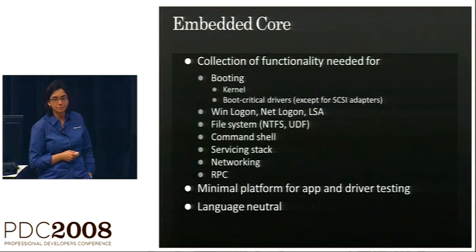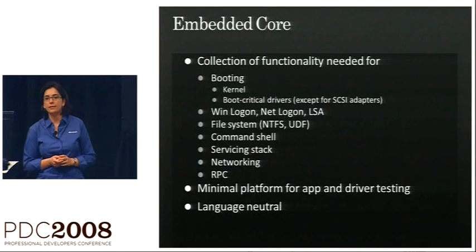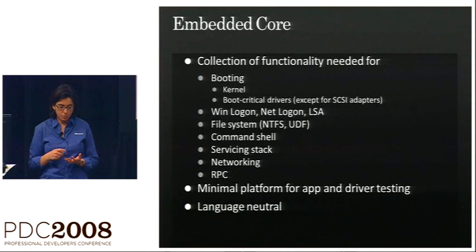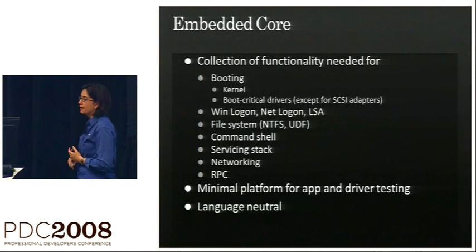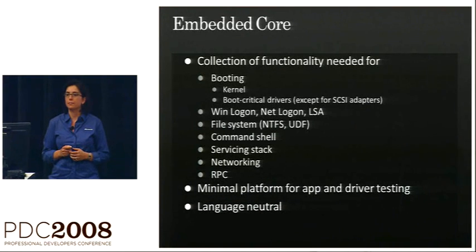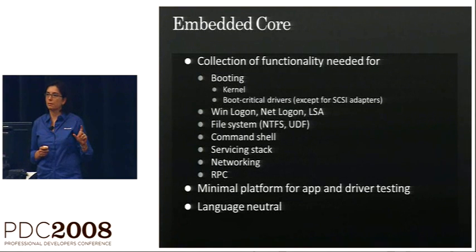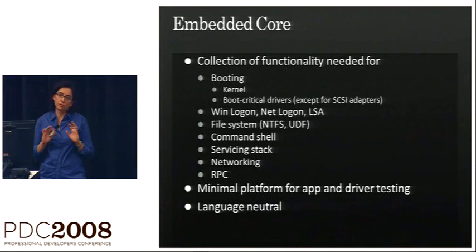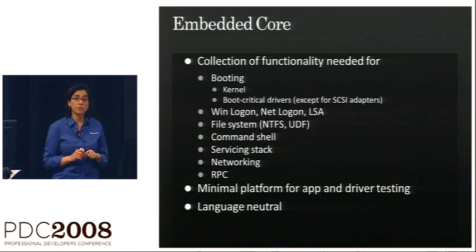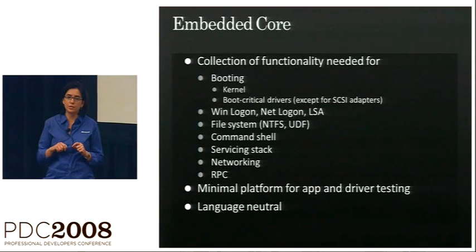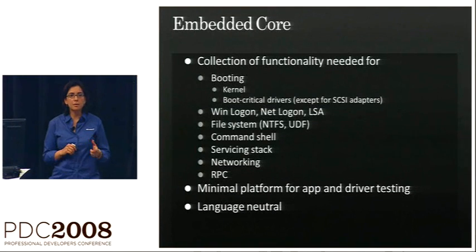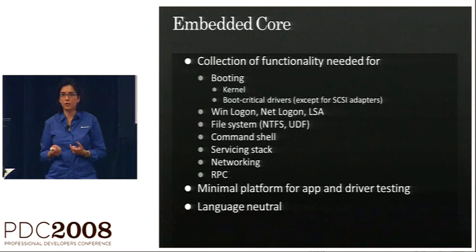So what is embedded core? Embedded core is a bootable entity, and it contains all the functionality that's needed to boot to begin with. So it has kernel, it has file system support, and it has all the boot critical drivers. It supports logon. It only supports command line shell, so there is no fancy shell, there is no fancy graphic support. It does support servicing stack, so if you want to install updates, let's say there's a networking update and you want to install it, you can do that on embedded core itself. It contains networking and then some minimal set of APIs that are dependencies of these functions like RPC.